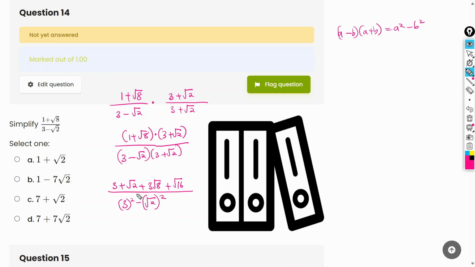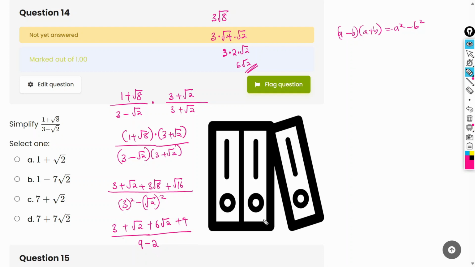Alright, so what do I have at the top? I have 3 plus root 2 plus, so we can simplify 3 root 8 actually, because root 8 can be written as root 4 times root 2. That will be 3 times 2 times root 2, that will be 6 root 2. And then root 16 is just what? 4. Right? Over 9 minus 2.